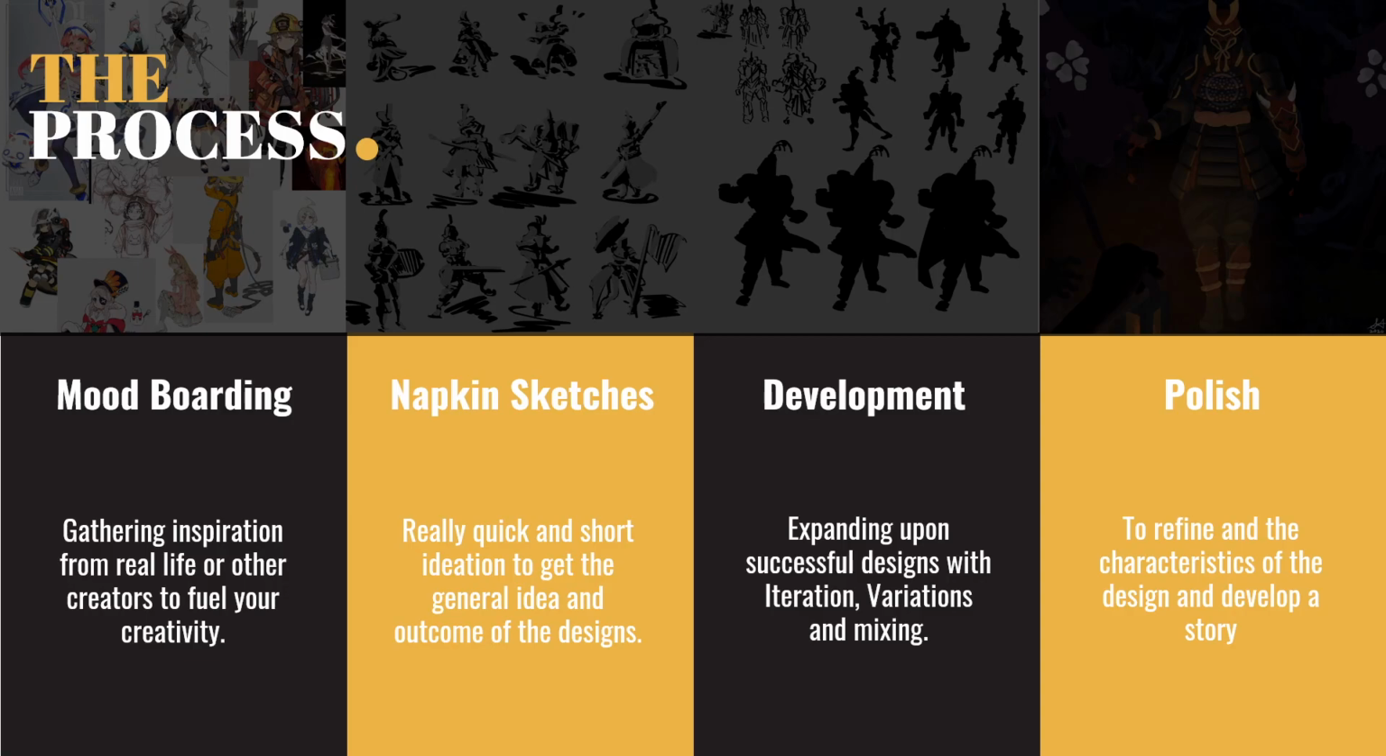So, as I was saying before, the process is really simple. I've broken it down into 4 major areas. First one is mood boarding, or really the researching phase for your character. This is when you're writing up the story. This is trying to understand really what your character is going to be about.